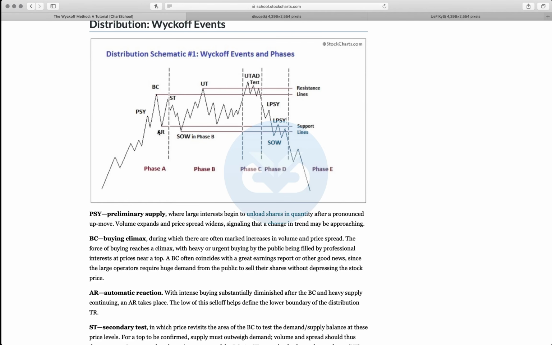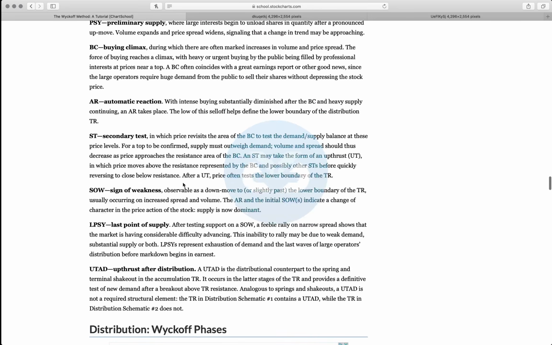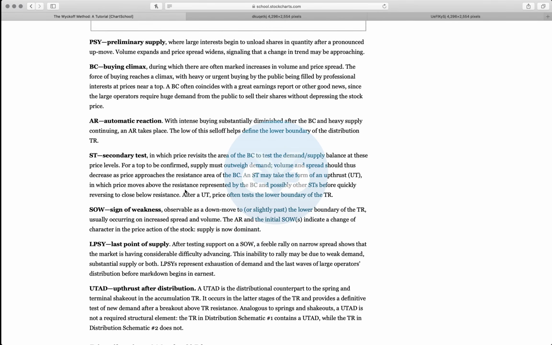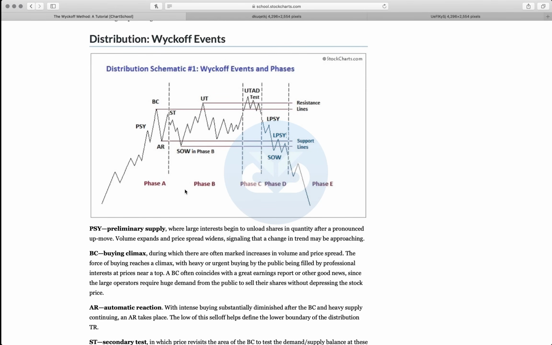So back to distribution, this is the inverse of accumulation, whereas it's not supply to demand, it's demand to supply, right? So like I said, learn this stuff. It's not the end of the world if you don't know what each is, but it's good to know what everything is and what's going on, because you want to master this stuff. You don't want to just follow it.